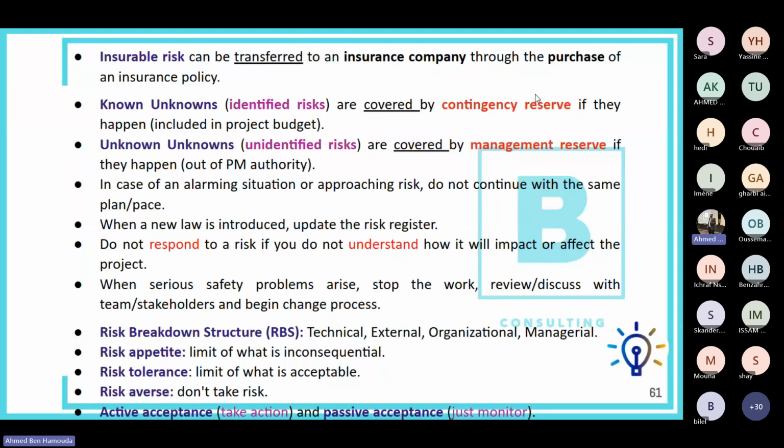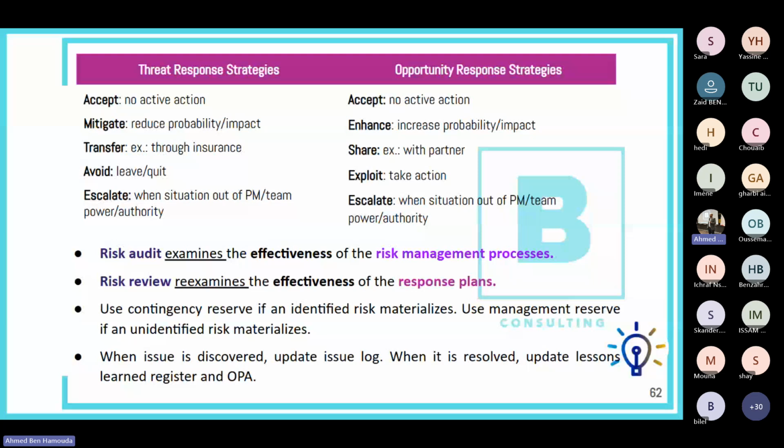The risk breakdown structure is usually about external, organizational, and so on. You can pick types if you want. Risk appetite is the limit of what is inconsequential. Risk tolerance is the limit of what is acceptable. And some say risk averse, in case we don't want to take any risk. We say active acceptance when we take action towards the risk, and passive acceptance when we don't take action, we just monitor the risks.